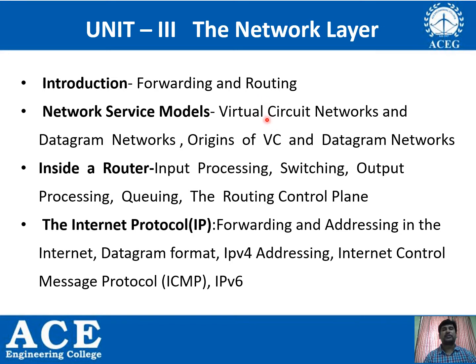Then we started discussing categorizing the networks based on the type of service provided by the network layer. If the network layer is trying to provide a connection oriented service, we refer to it as virtual circuit networks, and if it is providing a connectionless service, we refer to it as datagram networks. We tried to understand the functionality of these two types of networks, and also the origins as well as the comparison between the two types of networks.